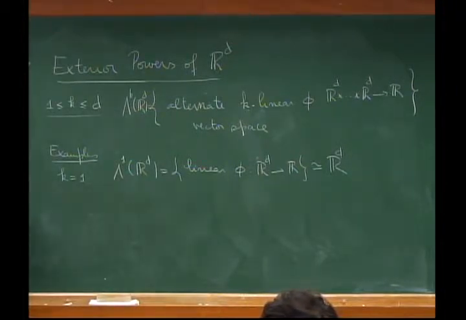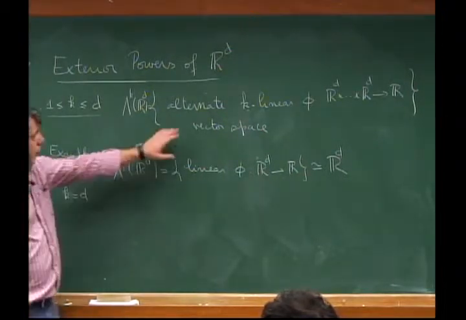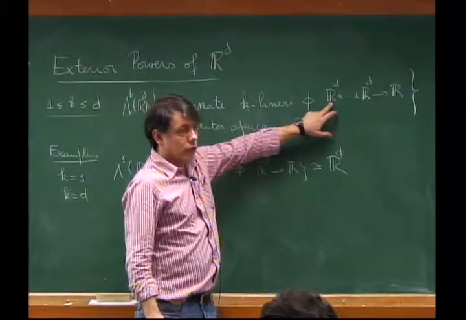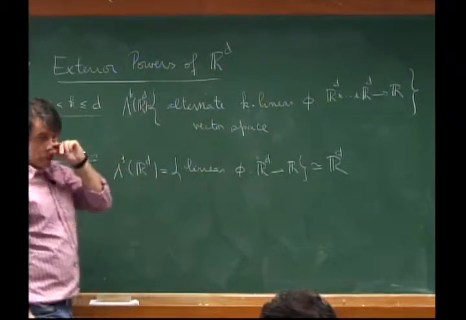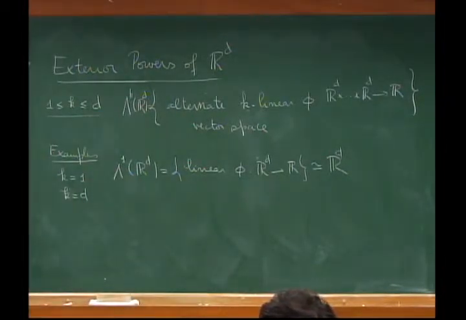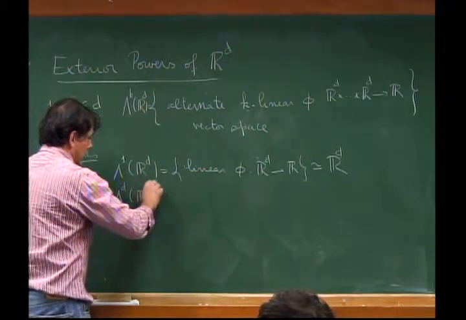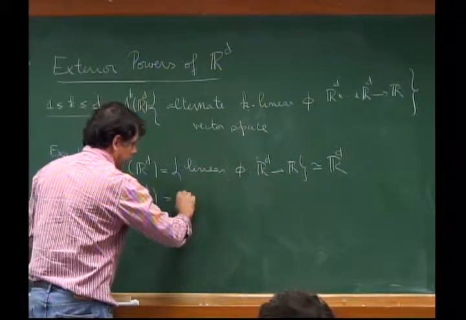Okay. For k equals d, you are taking alternate d-linear forms in Rd. You probably remember your linear algebra course when you learned that there exists essentially only one alternate d-linear functional. That's called the determinant. So lambda d of Rd is multiples of the determinant.